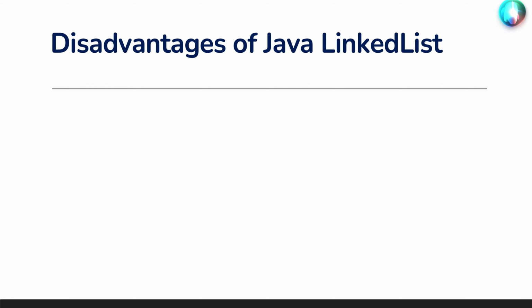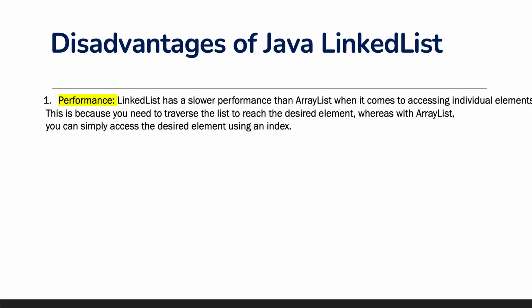Now let's see some drawbacks. So what are those drawbacks? The first disadvantage of the linked list is performance. Linked list has a slower performance than array list, because array list works based on indexes. If you want to get an element from the linked list, you have to traverse the list to reach the desired element, because each node has the information about the next node, but they are not in a continuous manner, they are somewhere inside the memory. You need to traverse each and every node to reach the destination, and because of that some extra operation is required.